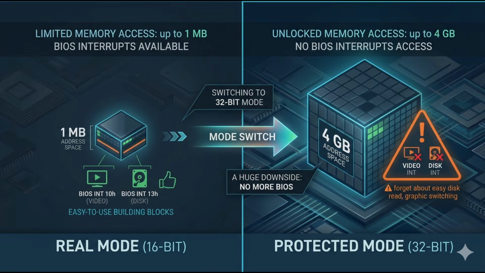To unblock more memory, we need to switch to a different mode. We will switch into protected mode that uses a full 32-bit address to access memory. This way we will have easy access to up to 4 GB of memory. However, there is a huge downside to switching to that mode. We no longer have access to BIOS interrupts, so forget about easy disk access, graphics switching, etc.